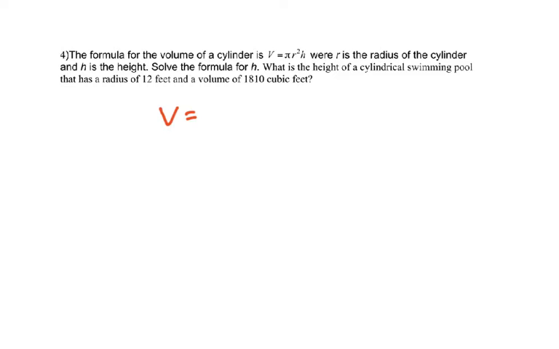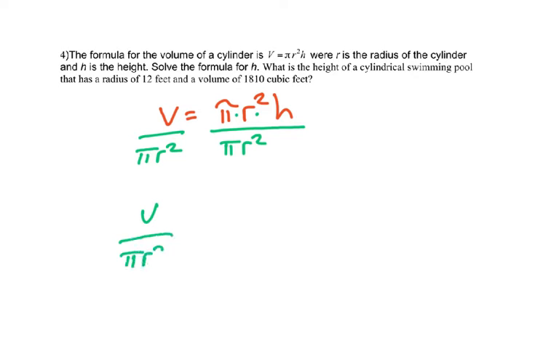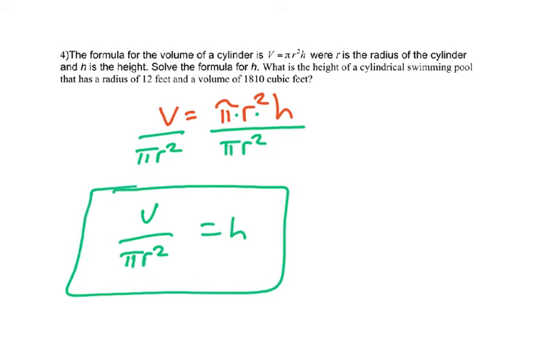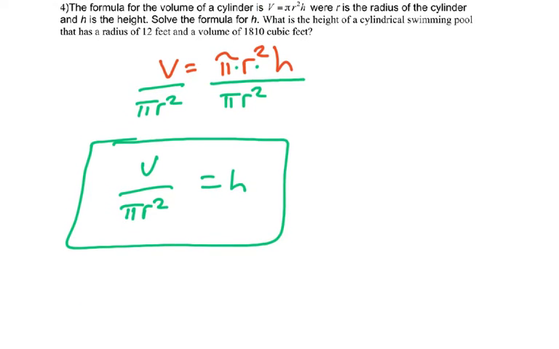It's basically saying volume equals pi r squared h, and I'm asking you to get h by itself. So don't let this confuse you. If you look at this, you're multiplying, so the opposite of multiplication is division. If I'm trying to get h by itself, I just divide by pi r squared. So V over pi r squared is equal to h, and I'm done. Okay. Now the second part is saying, well, what if the radius is 12 and the volume is 1810?